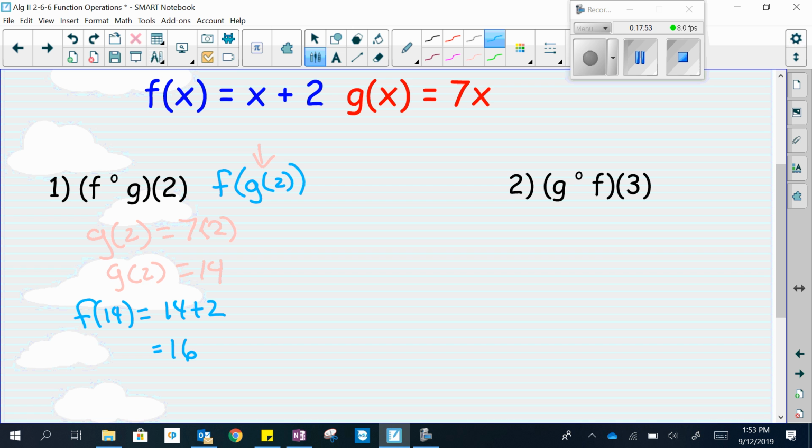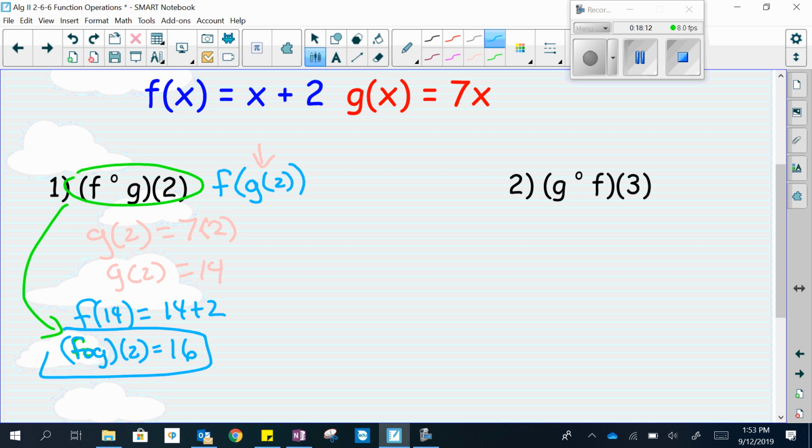Then remember, our last step, we're going to put this down over here. So we want to make sure that we write f of g of 2 equals 16. Final answer with your input, f of g of 2 equals 16 after all the work. So you do your work in 2 stages.